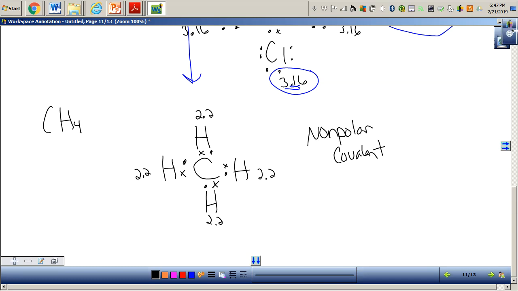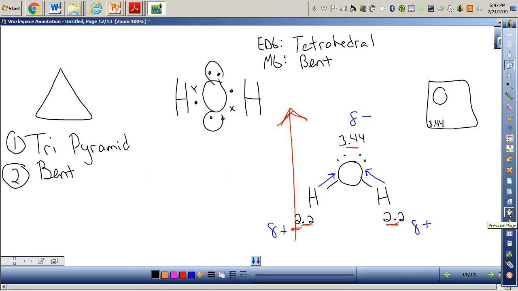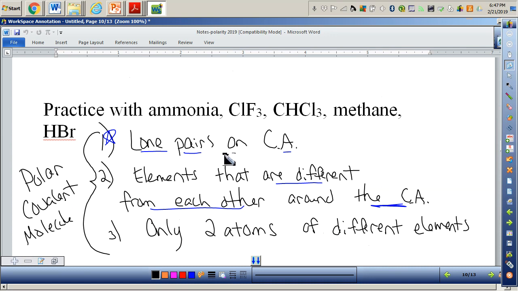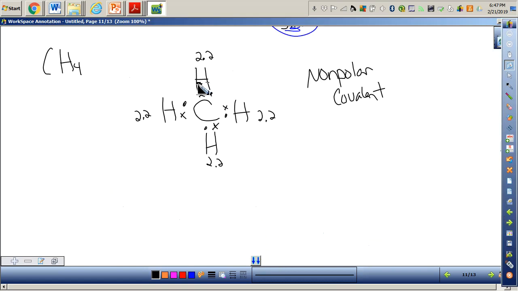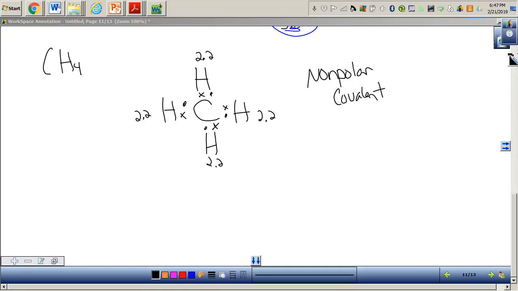How do I know for sure? I can look at my 3 criteria. My 3 criteria are lone pairs on the central atom. Carbon never has lone pairs. Elements around the outside that are different from each other. Nope, they're all hydrogen. Do I have only 2 atoms of different elements? In this case, I actually have 5 atoms. So I don't have lone pairs, criteria 1. I don't have elements around the outside that are different from each other, they're all hydrogen, that's criteria 2. I don't have only 2 atoms that are different. Because I don't have any of those 3 criteria, it's nonpolar covalent.